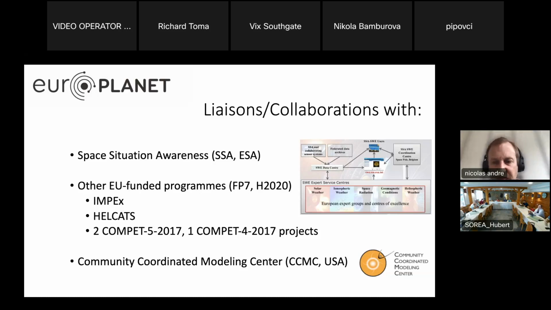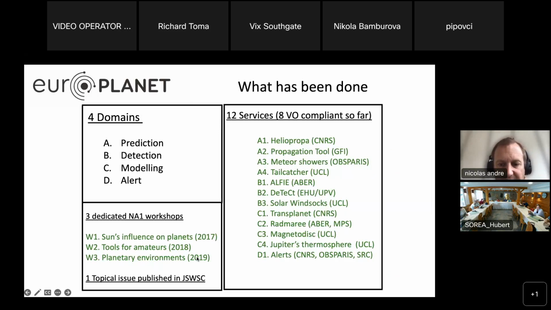We also linked our development with the previous or current programs funded by the European Commission, in particular IMPEX. Maybe Sebastien will touch a bit on it, which was a program to develop numerical simulations to complement the observational data and enable you to work virtually with the data. And also we linked that with the Community Coordinated Modeling Center in the United States, and some of you may know it. So this is what was done at that time.